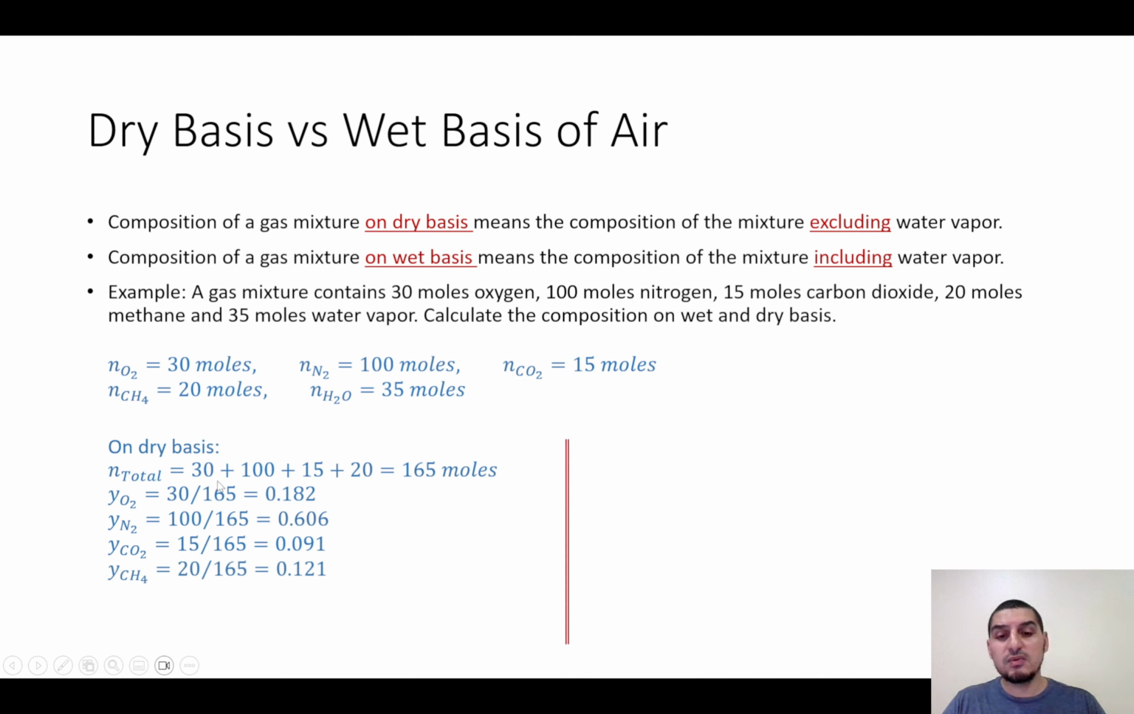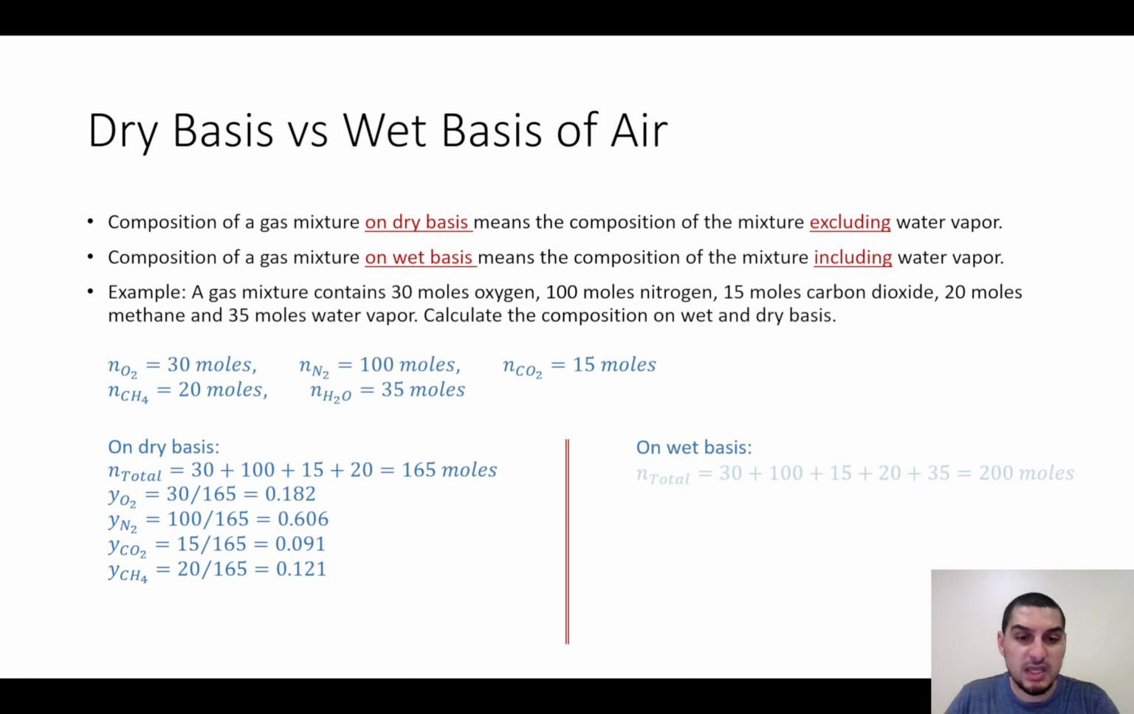For the wet bases, it's the same, but we include water vapor. Of course, there is no mole fraction of water vapor here because we exclude water vapor. So it has no meaning to calculate the water vapor mole fraction on dry bases. So it's a contradicting sentence.